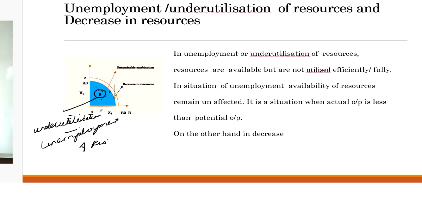And if your curve shifts rightward, that is known as increase in resources. And any combination outside this PPC is known as unattainable combination, because resources end here. You have fully utilized resources at this line, and if you try to attain a combination which is beyond the resources, that is known as unattainable combination.